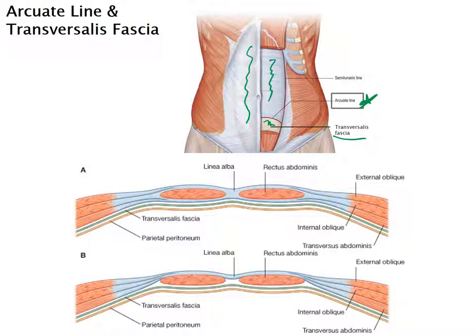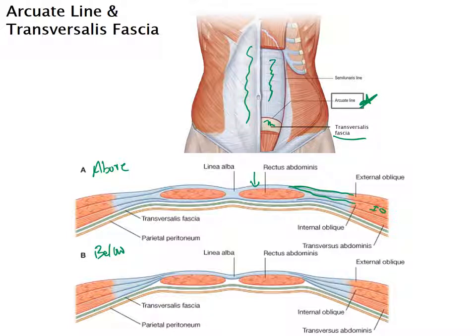Figure A below represents a cross-section above the arcuate line. And figure B represents a cross-section below the arcuate line. Above the arcuate line, the aponeuroses of 1½ muscles form the anterior rectus sheath. Specifically, the aponeuroses of the external oblique muscle, in addition to half of the aponeurosis from the internal oblique muscle, will comprise the anterior rectus sheath, shown here.